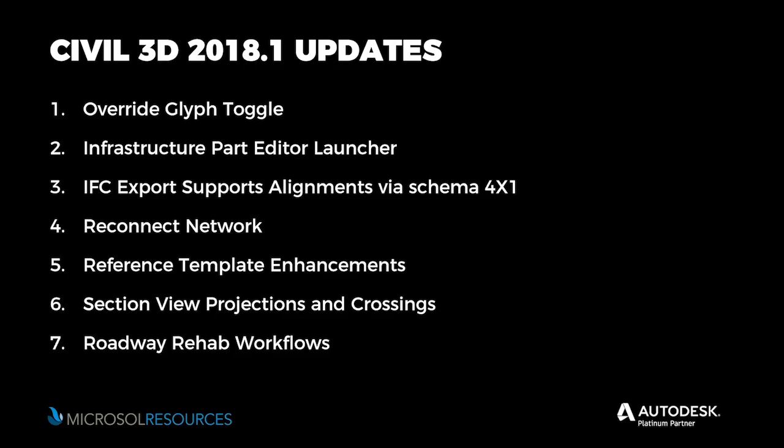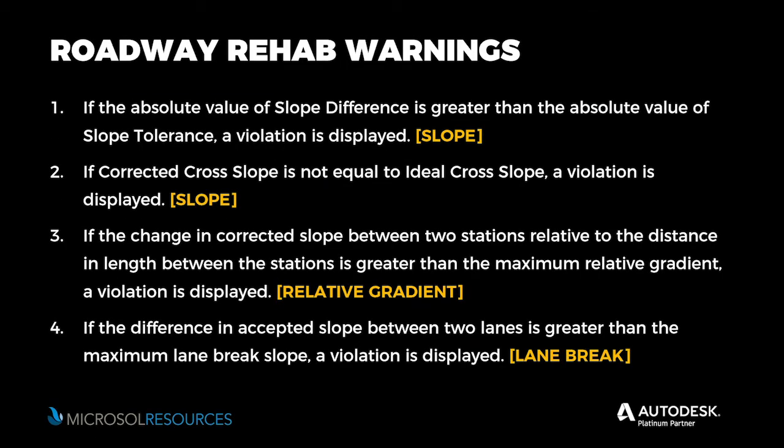I'm going to jump quickly over to my PowerPoint slide to point out the types of warnings that you'll get, and then we'll move on to the next topic. There are 4 types broken down into, I would say, 3 groups, right? 2 are for slope, 1 for relative gradient, and 1 for lane break. Effectively, the one that you're seeing right now is number 4, the one that I showed you in the example, where if the difference between the accepted slope and the maximum is different, then you have a warning for lane break.